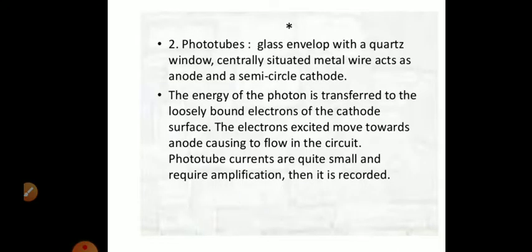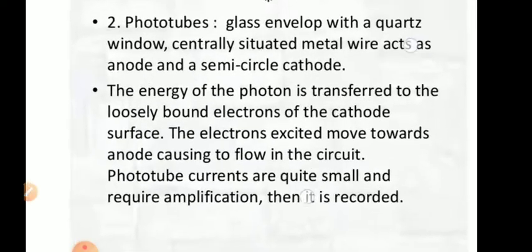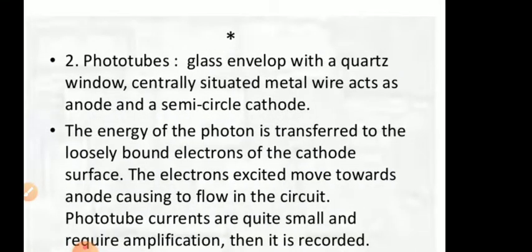The second type of detectors that are commonly used in a UV spectrophotometer are phototubes. Phototubes consist of a glass envelope. It consists of a glass tube with a quartz window, and there is a centrally placed metal wire which acts as anode, and there is a semicircle plate which acts as cathode, which is coated with alkali or alkaline earth metals, right? So there is a glass envelope having a quartz window.